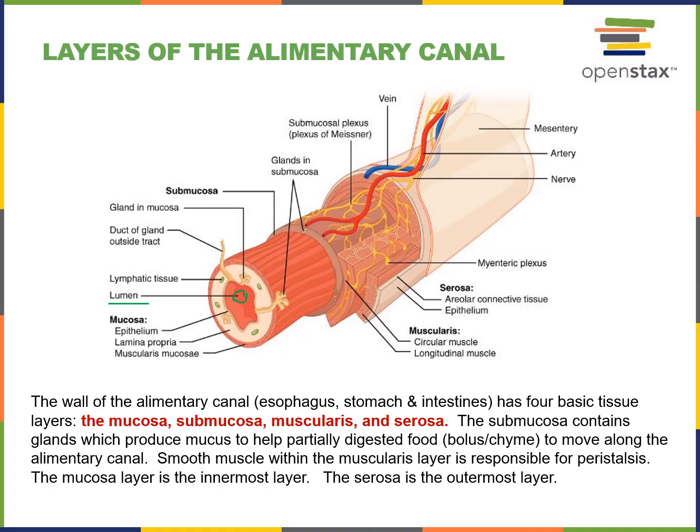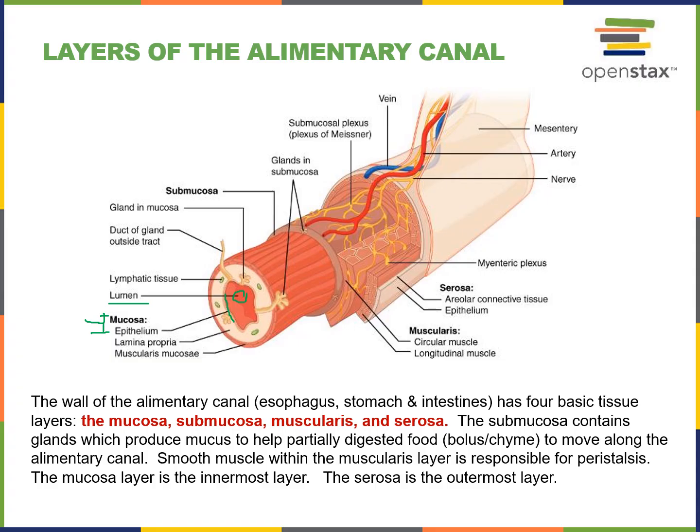What is the first layer that touches the food? That would be this one, the mucosa. So the mucosa is the number one layer that touches the food. The other layers do not touch the food. Now, the mucosa is basically epithelial tissue.